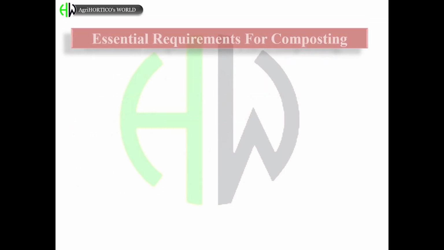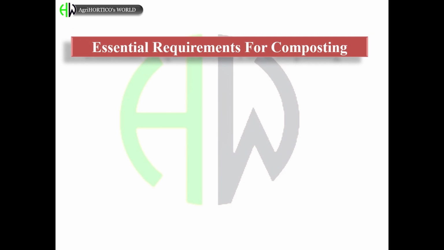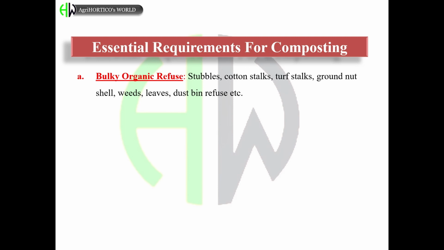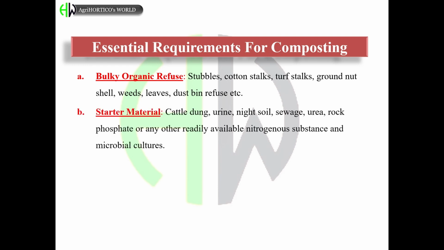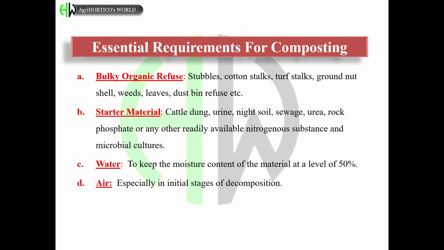Then next, the essential requirements for composting are bulky organic refuse like stubbles, cotton stalks, turf stalks, groundnut shell, weeds, leaves, dust bin refuse, etc. and starter material like cattle dung, urine, night soil, sewage, urea, rock phosphate or any other readily available nitrogenous substance, and microbial cultures. Then, water is to keep the moisture content of the material at a level of 50%. Lastly, air, required especially in initial stages of decomposition.